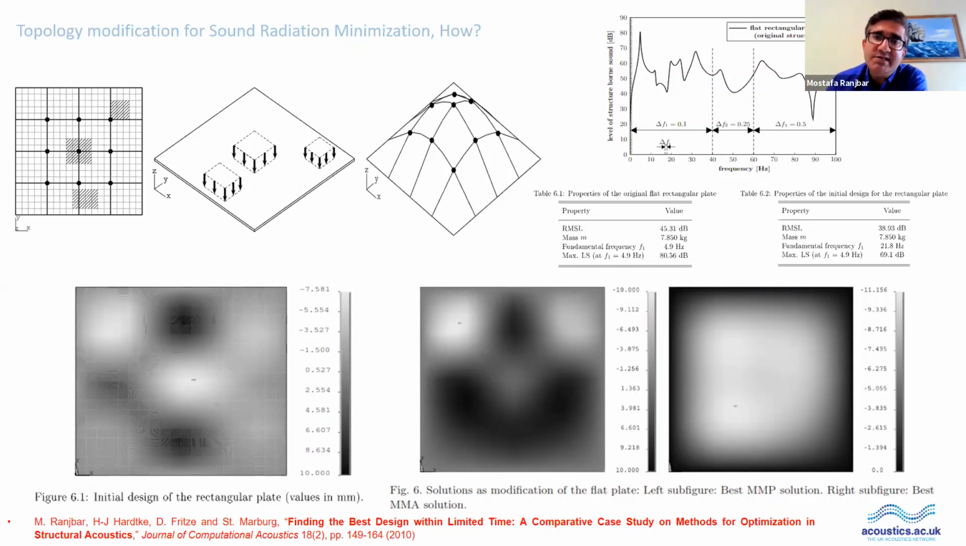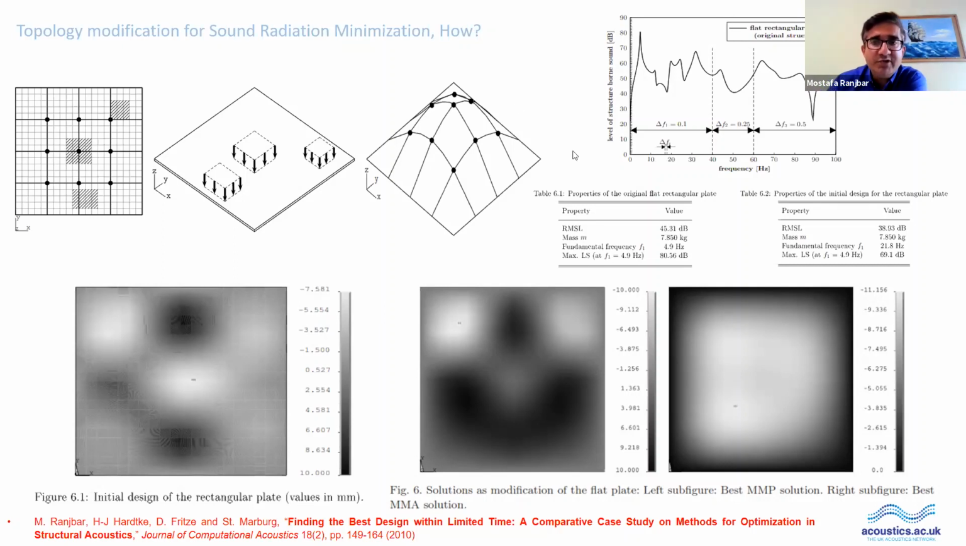Here you can see the level of structure-borne sound for the original flat rectangular plate over the frequency range of 0 to 100 Hertz. This is the frequency range that we considered for automotive application. Normally for automotive application, the frequency range of interest is about 200 Hertz, one-third octave band, that means between 170 and 213. Anyway, we considered a low frequency range for our application.